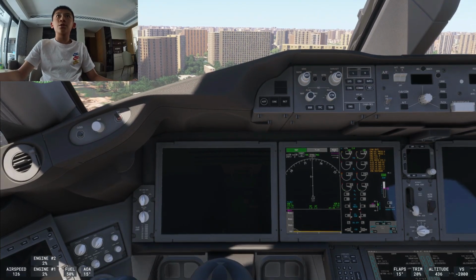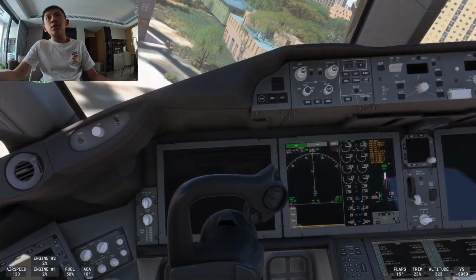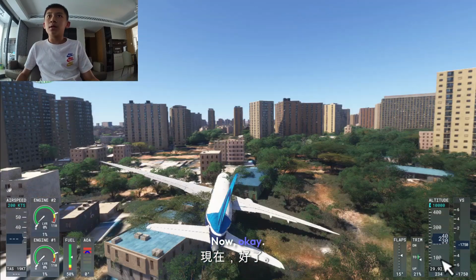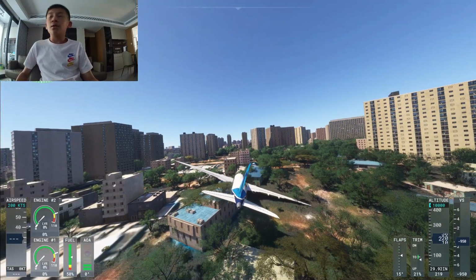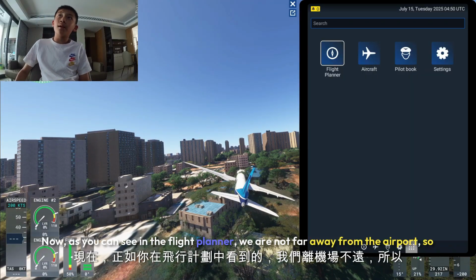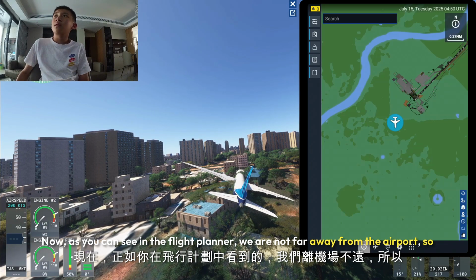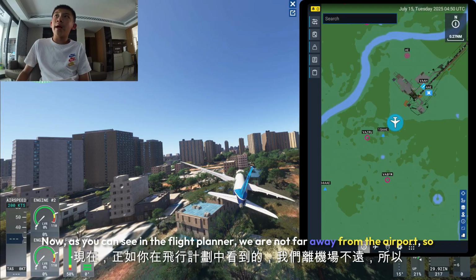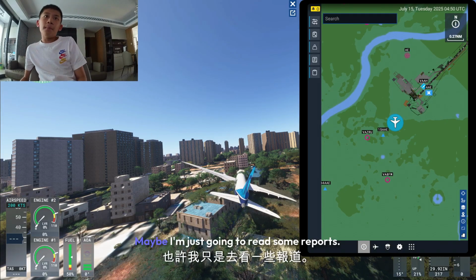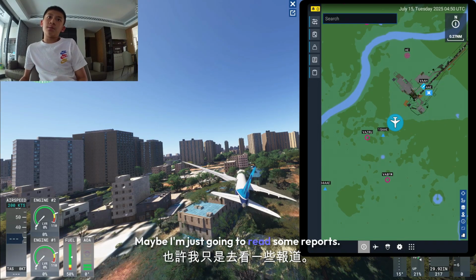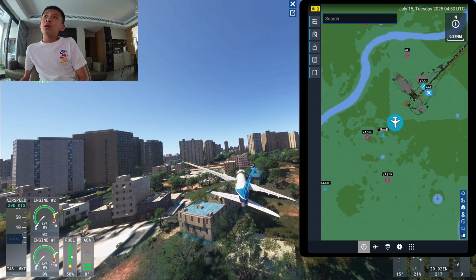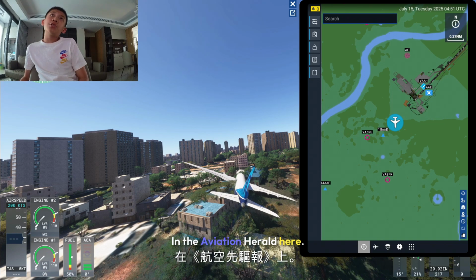Sink rate. And we have crashed. Now, as you can see in the flight planner, we are not far away from the airport. So maybe I'm just going to read some reports. You probably can't see the reports. In the Aviation Herald here.